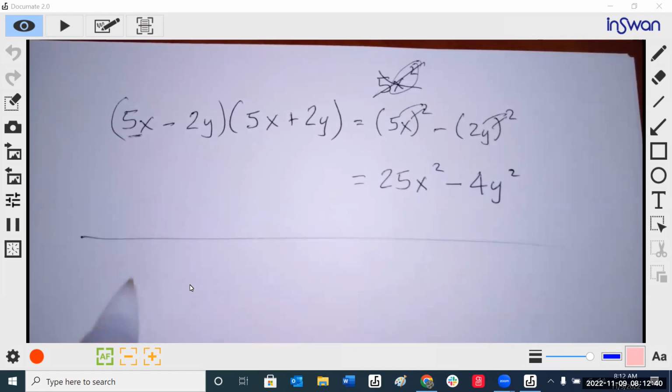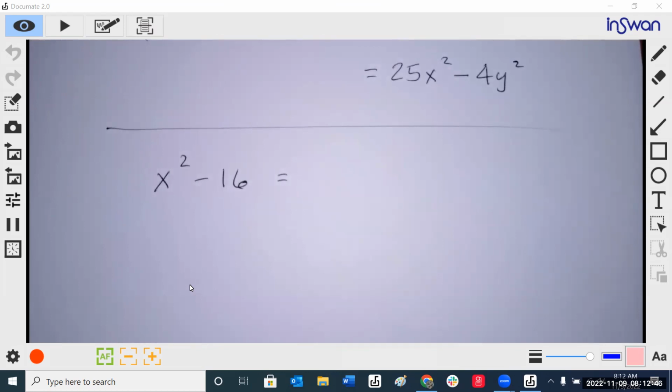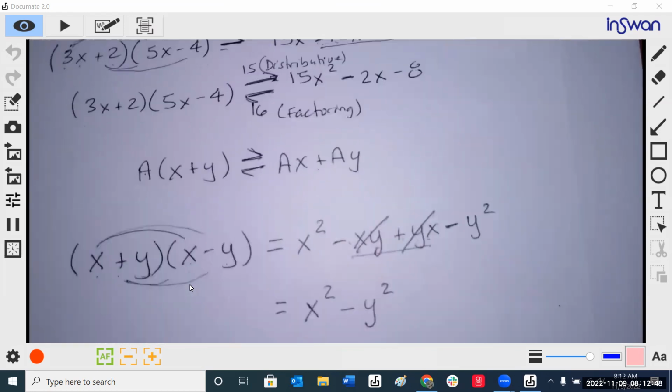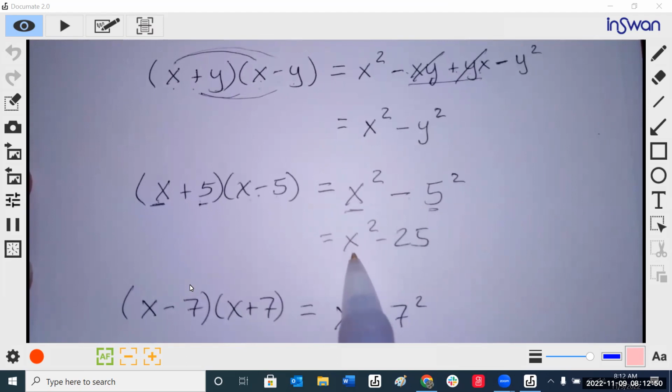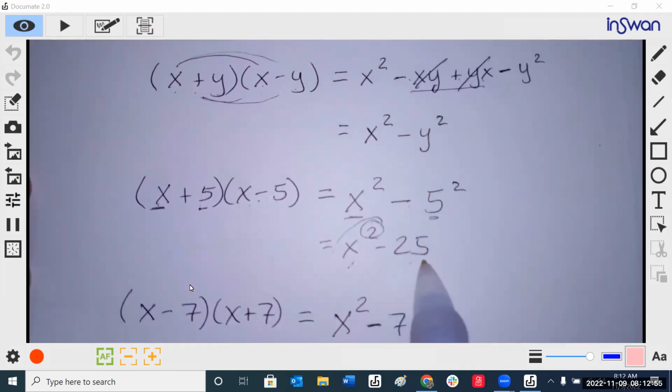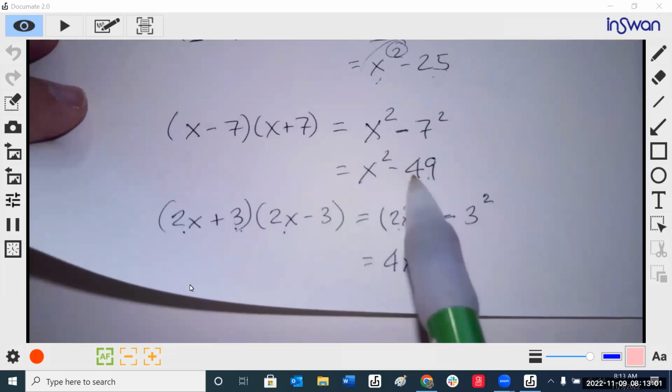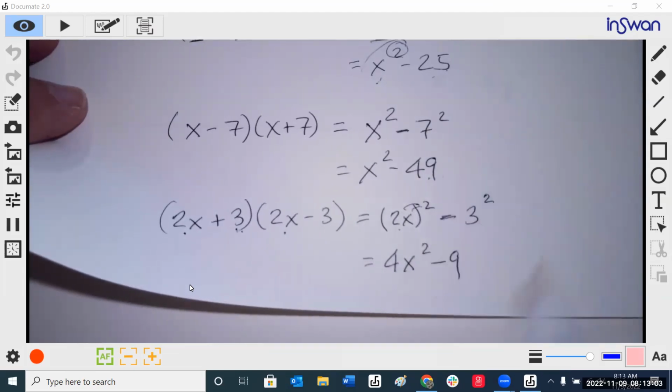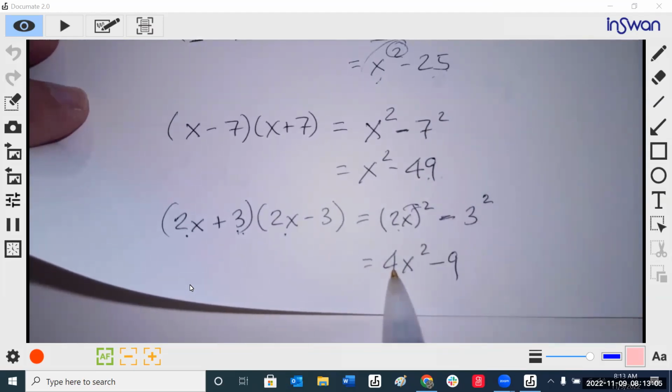If I gave you this, you notice all these numbers we have here. X, that's a perfect square, presents 2. 25 is made up of what? 5 times 5 is 5 squared. 49, 7 times 7. 4 is 2 times 2. 9 is 3 times 3.